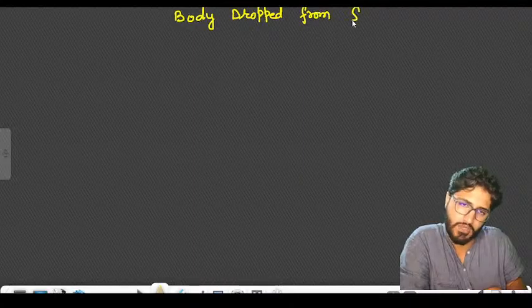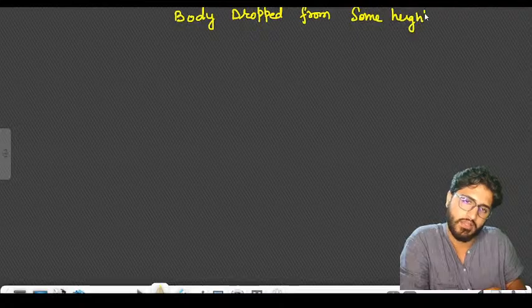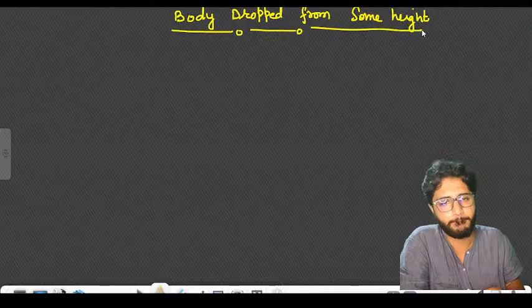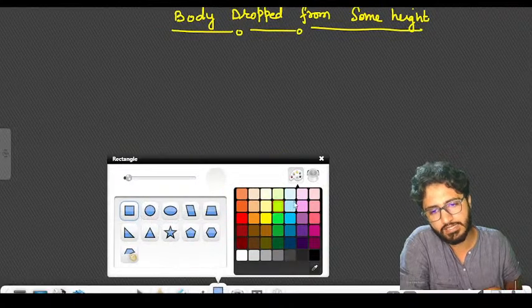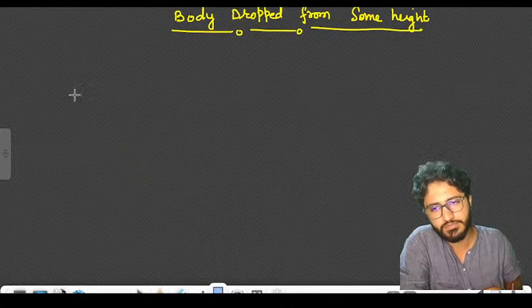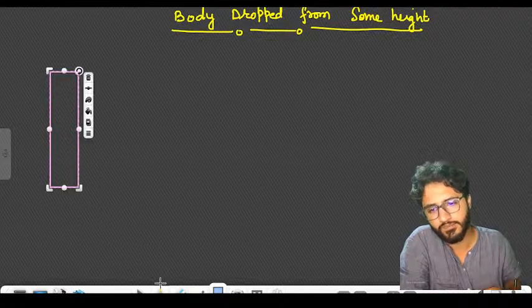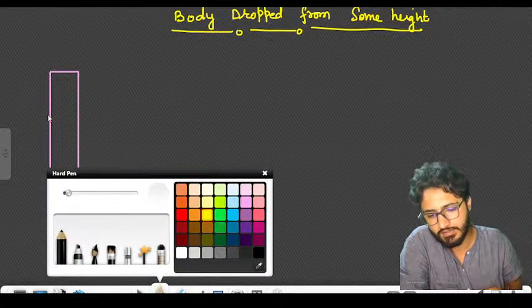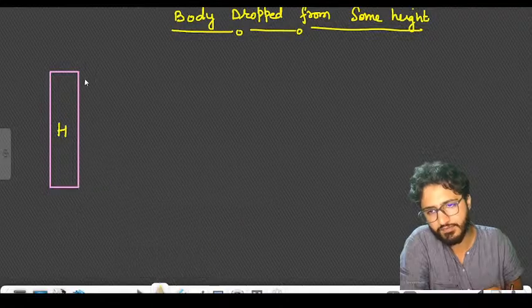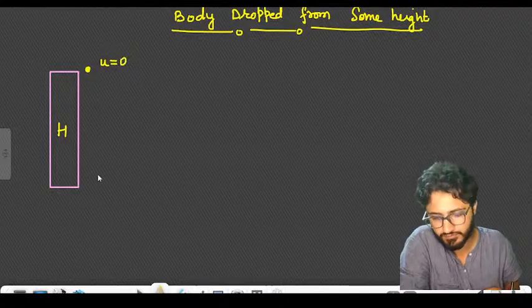Body dropped from some height. If we are having a building, let us suppose a building, something like that, and its height is h. Here we drop something. Drop means initial velocity is 0.